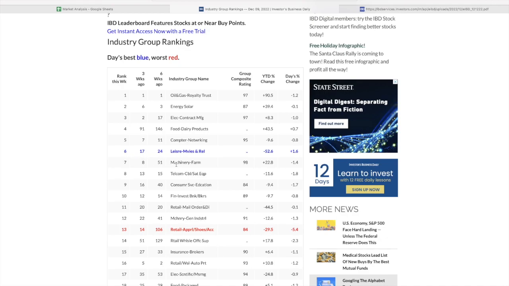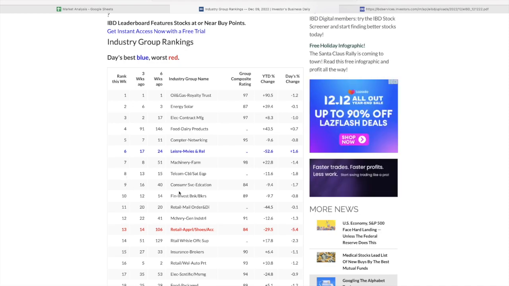And at 7th place we have machinery farm. It started at position 51 6 weeks ago, and then 3 weeks ago it was at 8. And then last week it was at 7. The next one we have is telecom, cables and satellite equipment. It started at 15 6 weeks ago, 13 3 weeks ago, and then in the last week it was at 8. And at 9th place we have consumer service education. It started at 40, improved to 16 before it ranked at 9 last week. And for the final one, at 10th place, we have financial investment banking. It started at 14 6 weeks ago before it improved to 12, and then finally it improved to 10 last week.